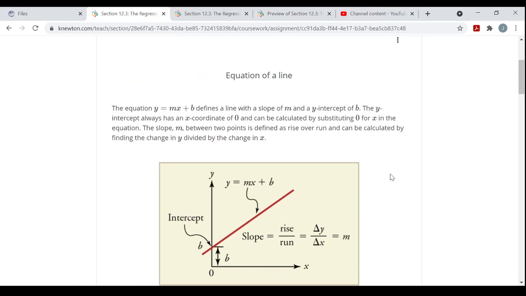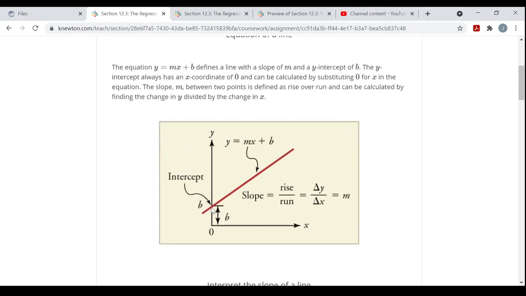First they go over something you should be familiar with from an algebra class: the equation of a line. We're going to be looking at lines in slope-intercept form all the time. Y equals mx plus b, where the number attached to x, the coefficient of x, is the slope m, and the y-intercept b is the y-coordinate of the point on the y-axis. Remember the y-intercept always has an x-coordinate of 0, because you substitute 0 for x and you get y equals b. That's the point on the y-axis, the vertical axis.